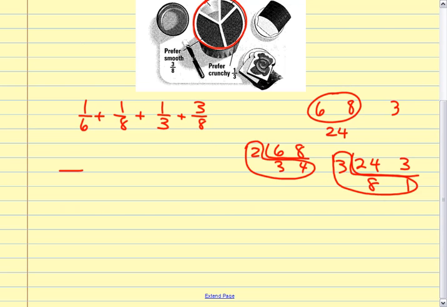Excellent. So now I'm going to rewrite all these fractions, Isabella. But they're all going to have 24 on the bottom. That makes it easy. Now I need to know what I'm going to get on top.